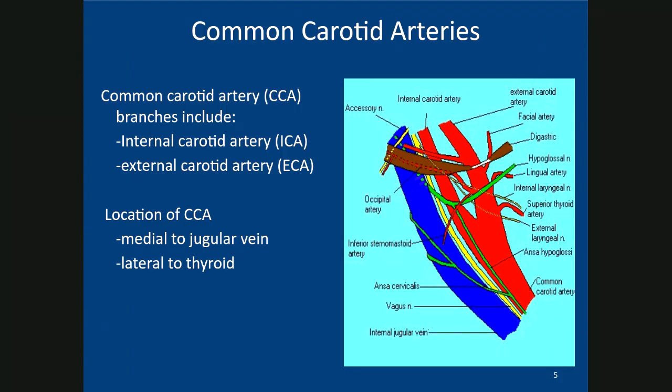And a couple of landmarks. The common carotid artery branches, of course, into the internal and external, and the location is medial to the jugular. So if you have the jugular and then you scan medially, you'll see the internal and external, or the main carotid. If you go in too far and you see the thyroid, you have to scan back out laterally.